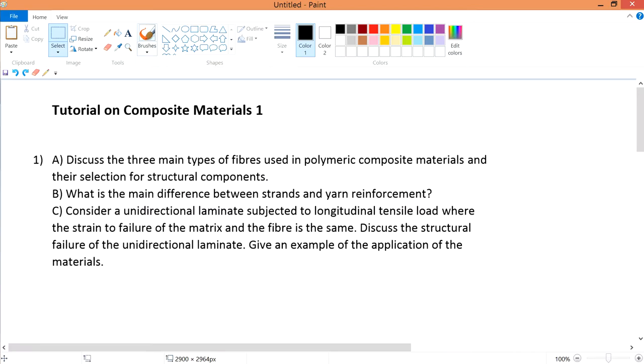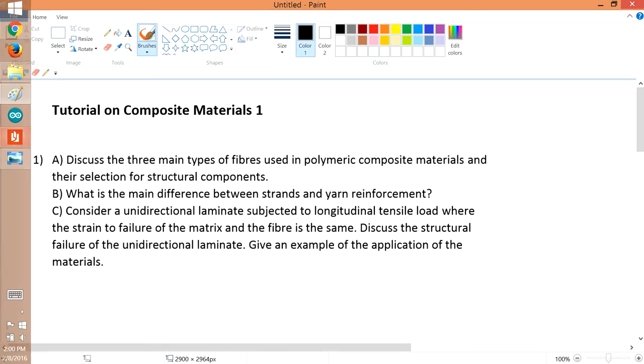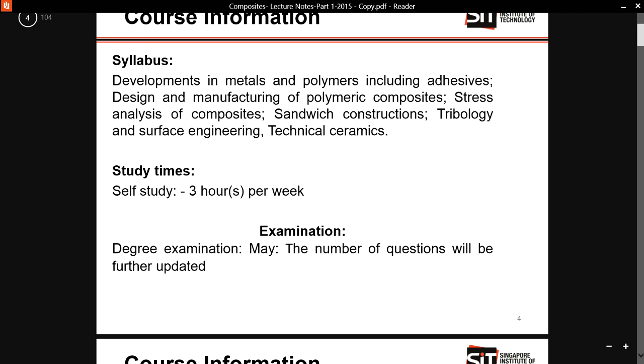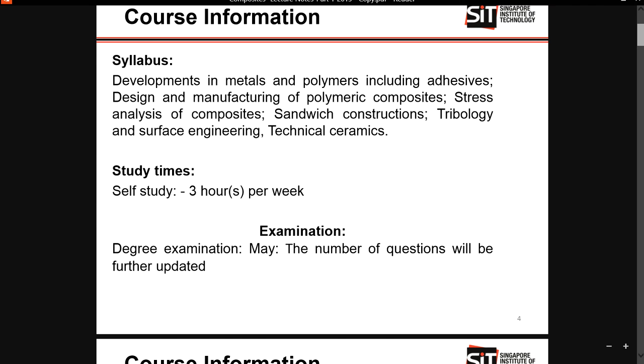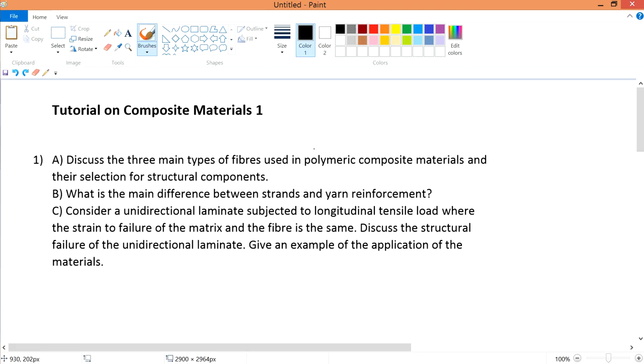Okay, let's go through a tutorial of the composite materials PDF 1, or in other words, this set of notes, composite lecture notes part 1. This question is mainly focused on the 2015 test exam questions, and the first one is: discuss the three main types of fibers used in polymeric materials. Polymeric means that it's a polymer material, and their selection for structural components.